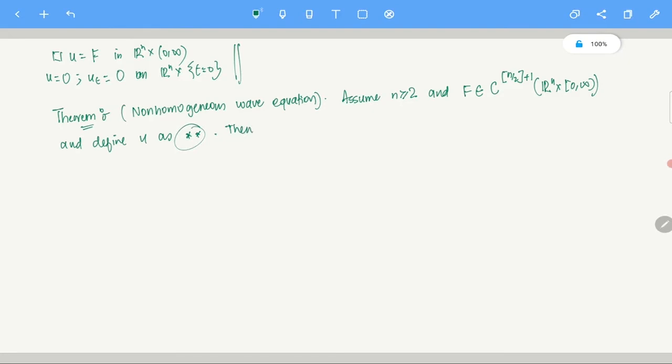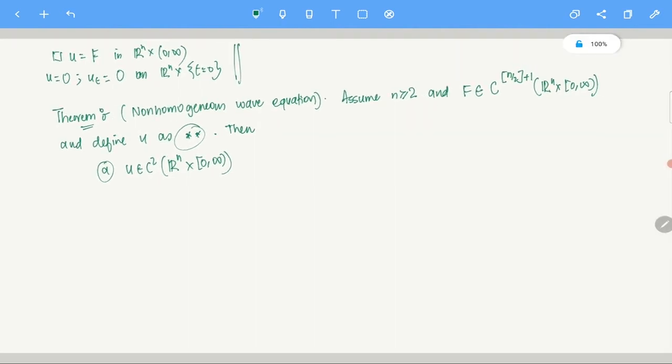Then you have the following. Number A, U is in C2 of Rn cross (0, infinity). Okay, please realize this thing. I am taking a liberty of assuming that I know how to solve the homogeneous problem for every dimension. I don't know that. Up till now, I did only for n equals 2 and 3, but I am assuming that we know. Exactly the same sort of thing will happen, but it will be more complicated. Okay, we'll do it next week. So, but I am assuming that for now.